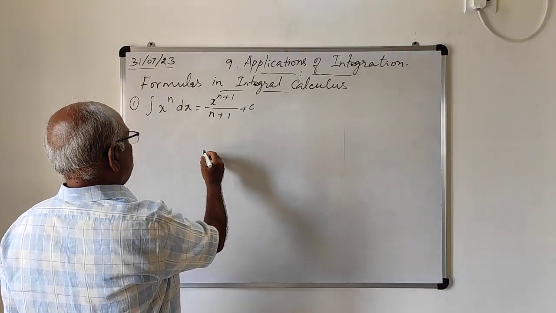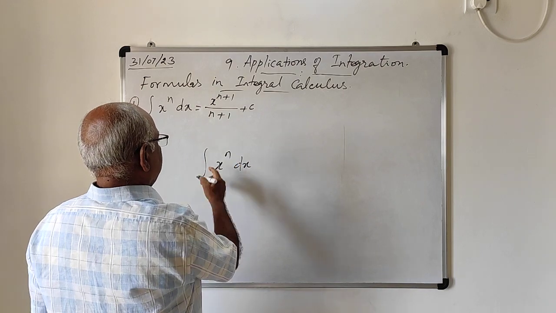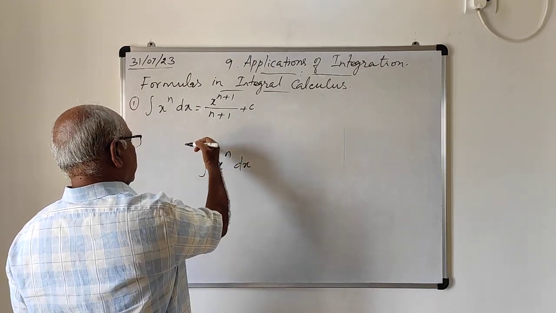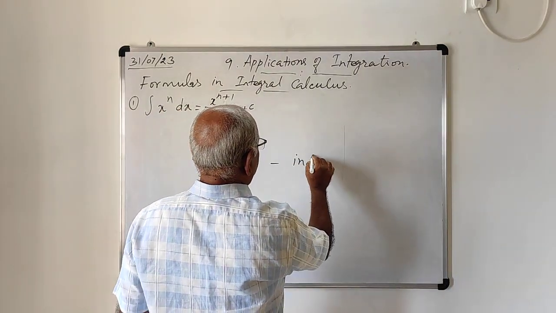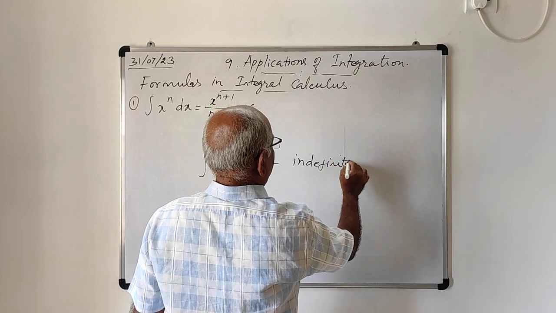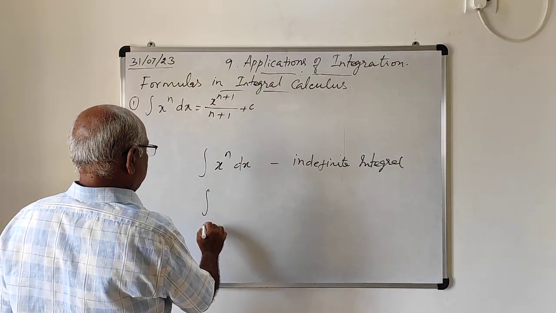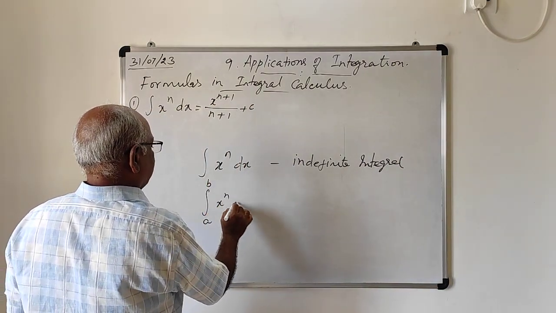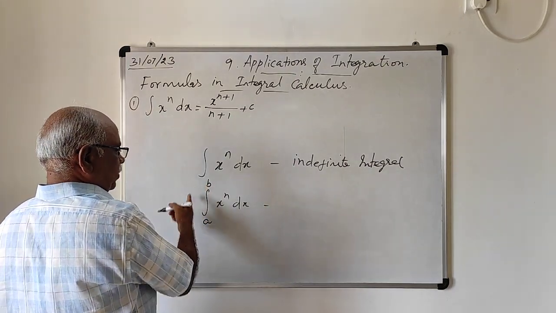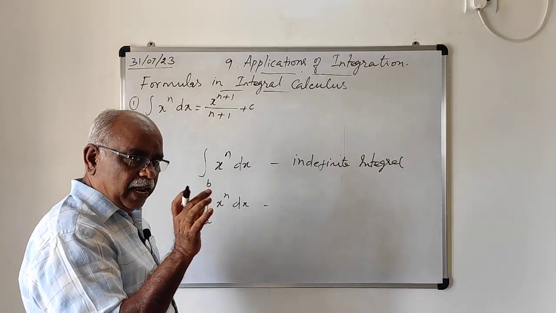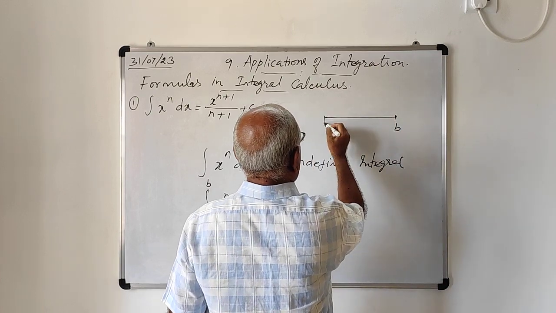This is called indefinite integral. Integral x power n dx is integration where the lower and upper limits we don't know. This is called indefinite integral. Whereas if you have the limits, integral a to b x power n dx, this a is the lower limit and b is the upper limit of the integration. The integral value should be integrated in between a and b. Suppose this is b and this is a.